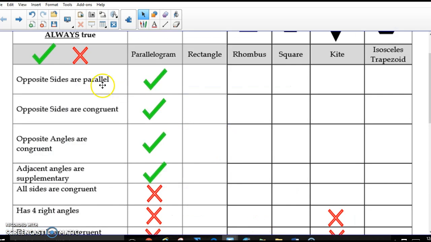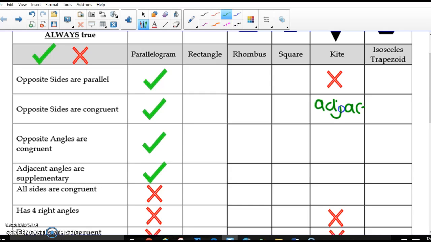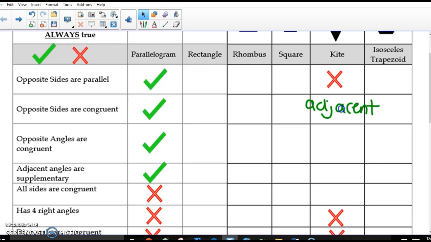So looking up here, opposite sides are parallel. No, that's not true. Opposite sides are congruent? Opposite sides are not congruent, but it's still pretty important to say that you're going to have pairs of adjacent sides that are. And again, if you're not good with the word adjacent, then you probably want to write down the phrase next to, or maybe the word consecutive. Where it says all sides are congruent, no, that's not true. But let's talk about the angles now.